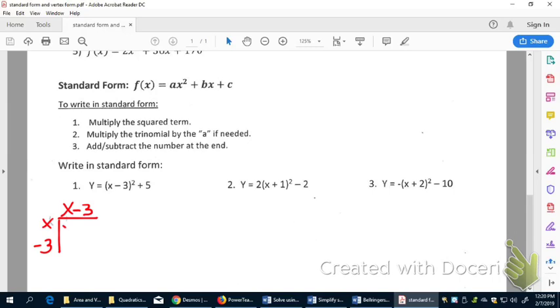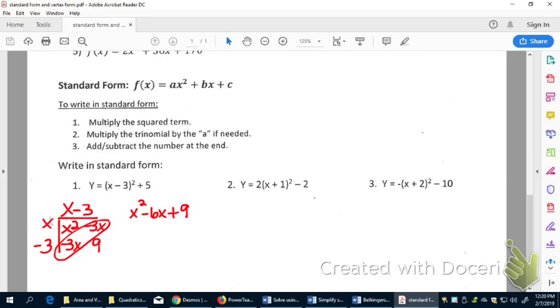Okay, x times x is x². Negative 3 times x is negative 3x. Another negative 3 times x is negative 3x. Negative 3 times negative 3 is 9. So I've multiplied out (x - 3)². I'm going to combine that, and you get x² - 6x + 9. So that's what number 1 says up there.